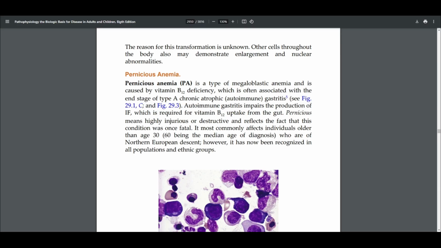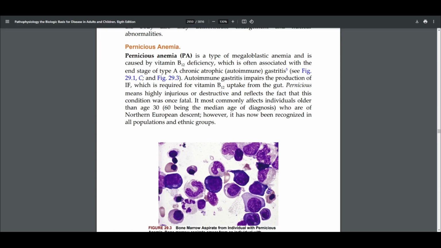Which brings us to pernicious anemia, also known as PA. Pernicious anemia is a type of megaloblastic anemia and is caused by a vitamin B12 deficiency, which is often associated with the end stage of type A chronic atrophic gastritis. Autoimmune gastritis impairs the production of IF, which is required for vitamin B12 uptake from the gut.